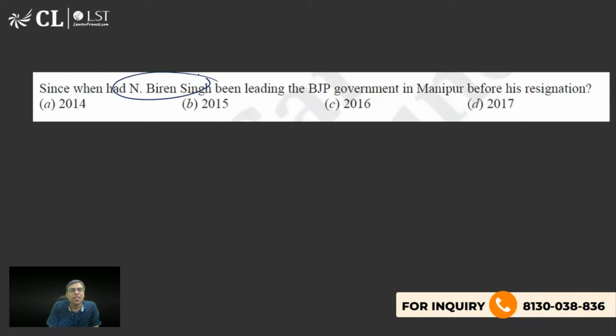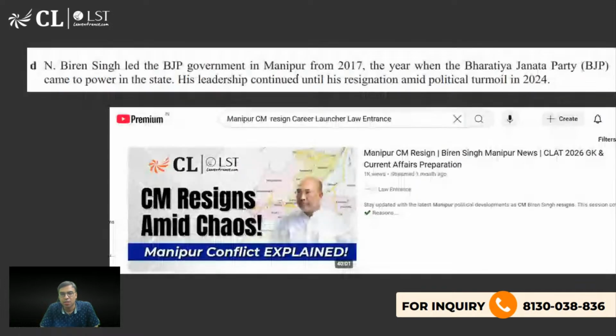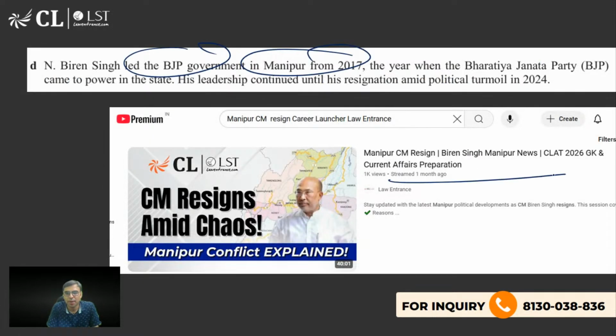Says when N. Biren Singh was the chief minister, and he actually was the chief minister of Manipur, but President's rule was imposed after his resignation. So he was the chief minister since when? कब से वो CM थे? 2017, right? The right answer is D. है ना, मैंने पूरा सेपरेट वीडियो ही बना दिया था इस पे.